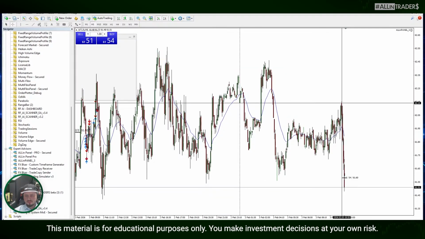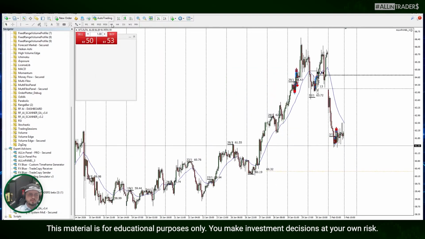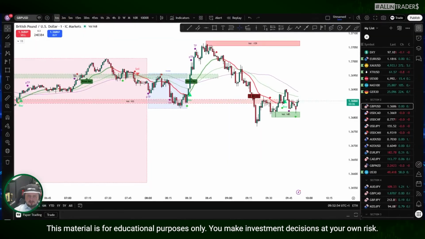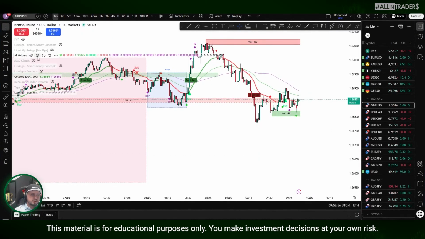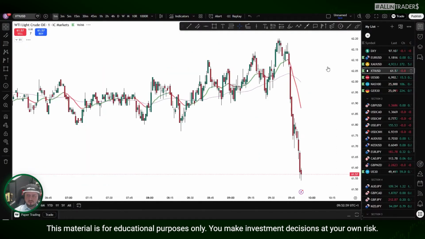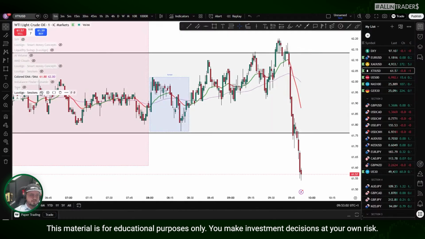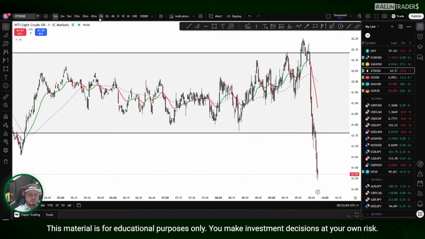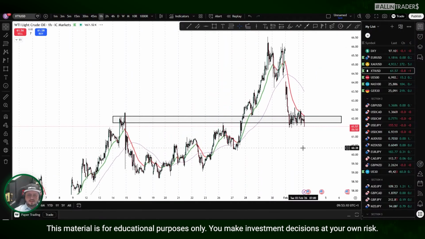Whoa, what's going on right here? 65 pips. Nice. But I'm gonna switch to TradingView, if that's okay for you guys. Okay, let's have a look at crude oil. I'm gonna remove some unnecessary things. And let's check 1-hour time frame. This area is quite important.